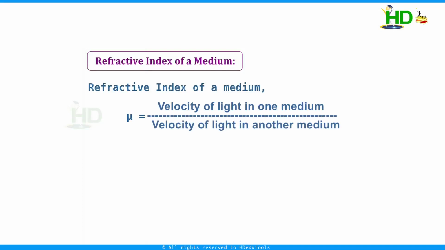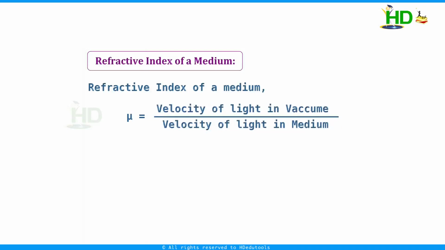In general, the refractive index of a medium is defined as the velocity of light in vacuum to the velocity of light in the medium, and mu equals c by v. To calculate the refractive index of any medium, the standard medium taken as reference is air or vacuum. The velocity of light is greater in a rarer medium when compared to a denser medium. For a given pair of media, the refractive index is calculated for the denser medium with respect to the rarer medium.